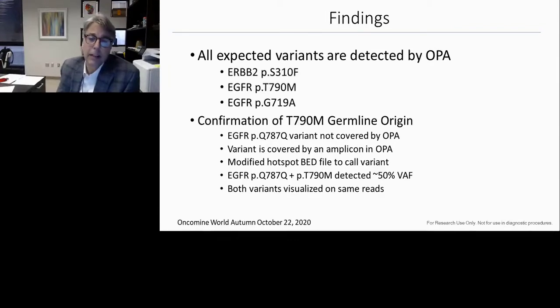So by modifying the bed file, we were able to call these variants and confirm that both the Q787Q polymorphism and the T790M variant that we had initially detected both had a variant allele frequency of 50%. They were visualized on the same read, and it confirmed the germline origin of this variant.